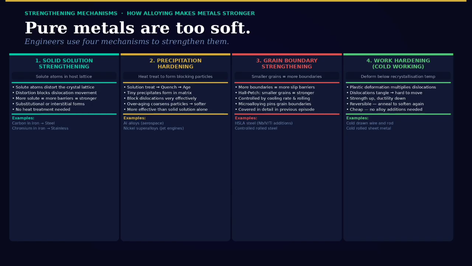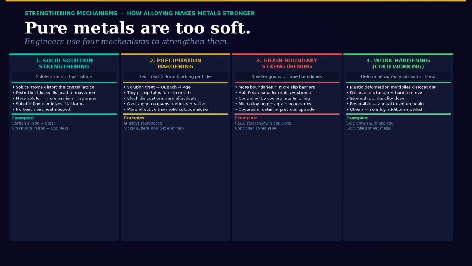Strengthening mechanisms. Pure metals are too soft for most engineering applications. Engineers use 4 mechanisms to strengthen them. First, solid solution strengthening. Solute atoms are added into the host lattice. They distort the crystal structure. This distortion creates obstacles that block dislocations from moving. The more solute atoms, the more obstacles, the stronger the metal. Carbon in iron is the most well-known example.